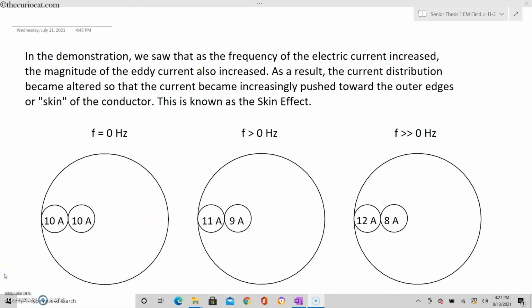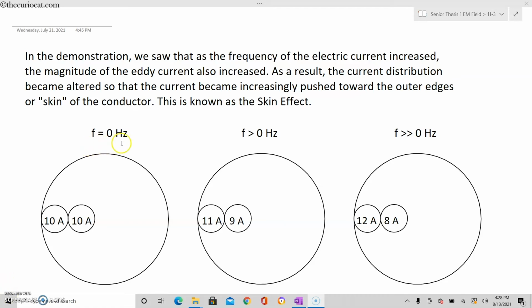In the demonstration, we saw that as the frequency of the electric current increased, the magnitude of the eddy current also increased. As a result, the current distribution became altered so that the current became increasingly pushed toward the outer edges or skin of the conductor. This is known as the skin effect.